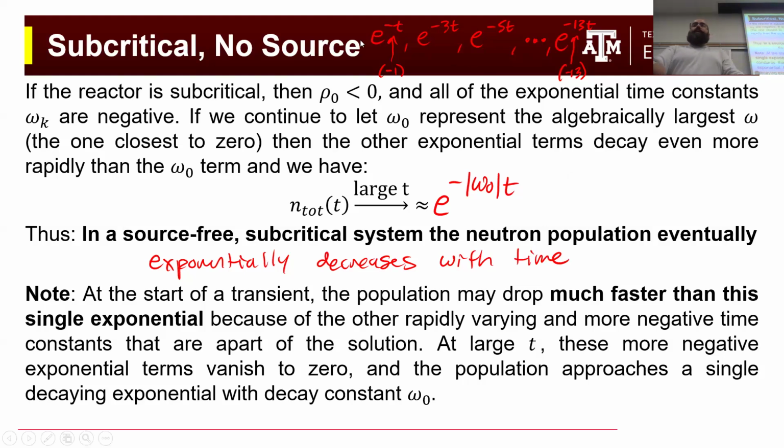And that should make sense because we're saying all of them are negative. So if my solution is the sum of all of these negative exponentials, and I look at that function, it's going to very quickly drop to zero. The end behavior is going to be dictated by the algebraically largest time constant. And that's why we say here that the longer term behavior is going to be dominated by this one. At the very beginning of that transient, the system might decay even faster than just this omega zero exponential does, because our solution is going to contain all of these negative exponentials that are going to decay way faster than the algebraically largest one does.